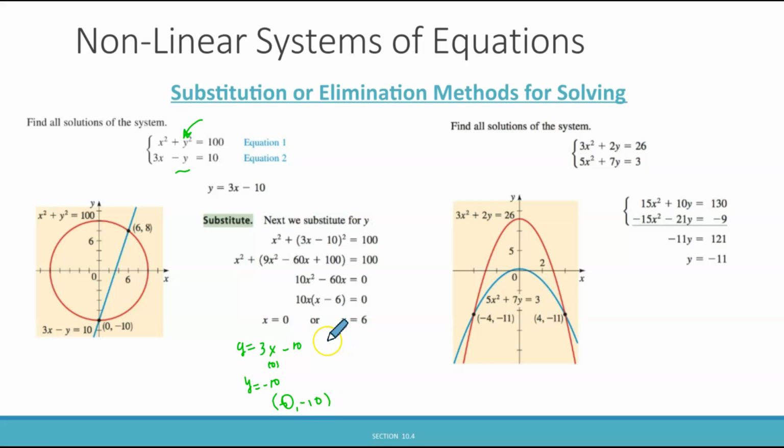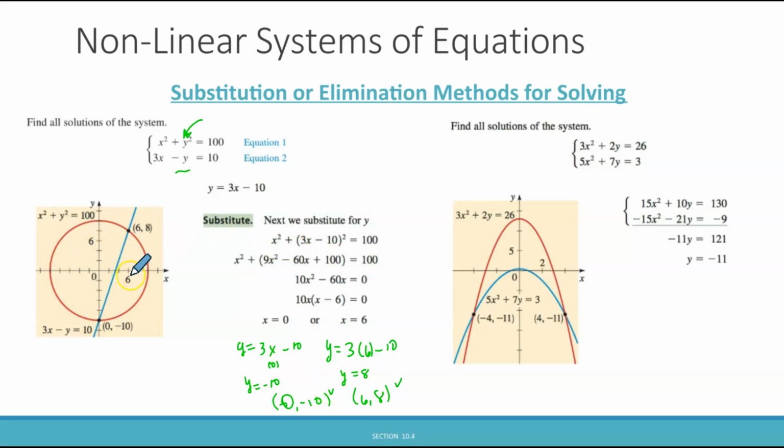We're going to do the same thing here. We found out that x is equal to 6, so instead of x, we'll plug in 6: 18 minus 10, and we get y is equal to 8. So when x is equal to 6, y is equal to 8. And those are the two solutions to my nonlinear system.